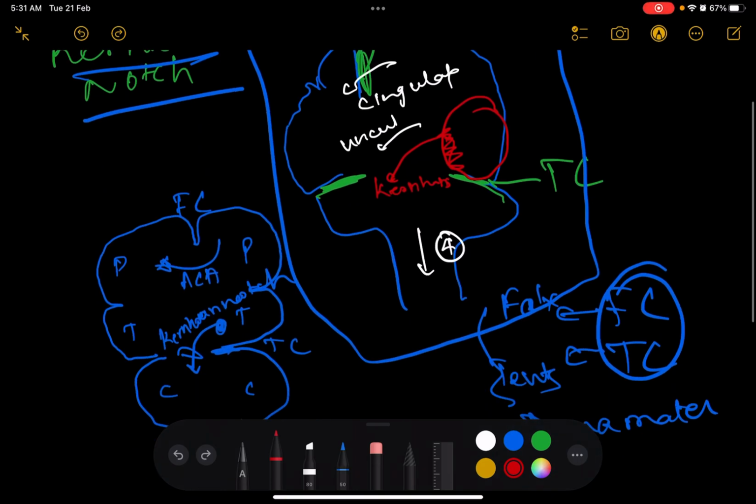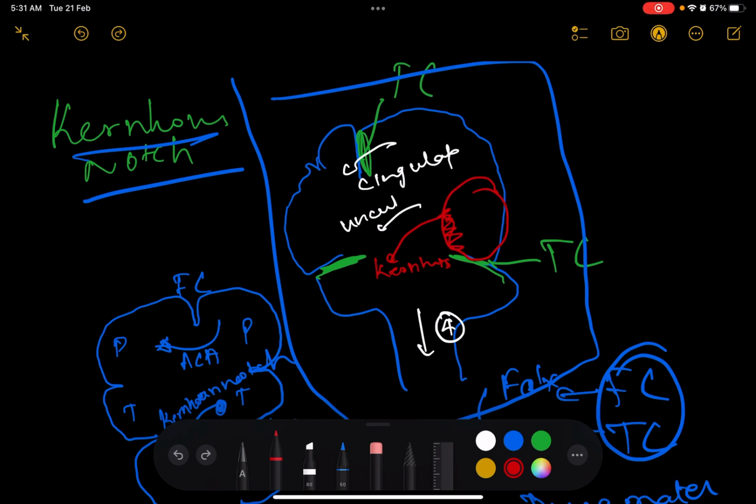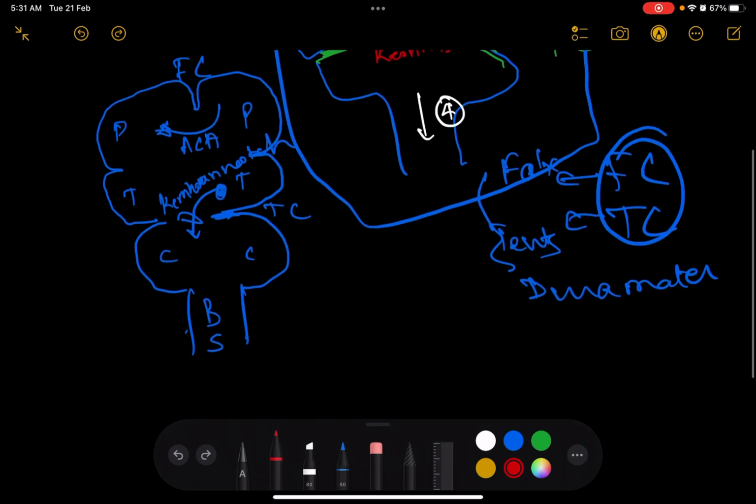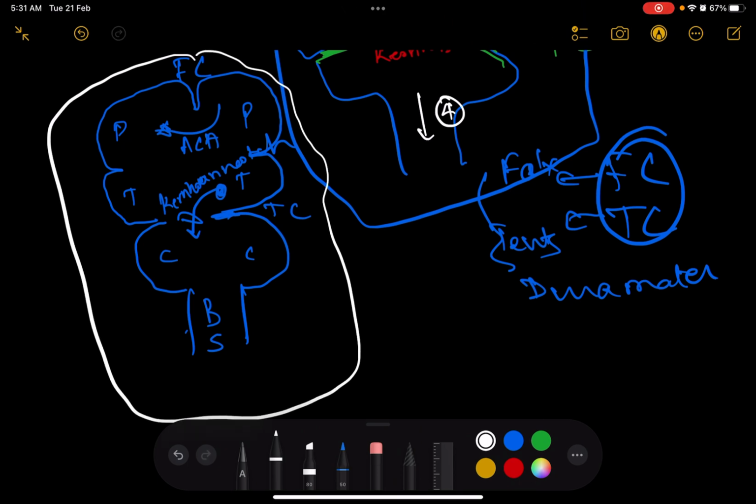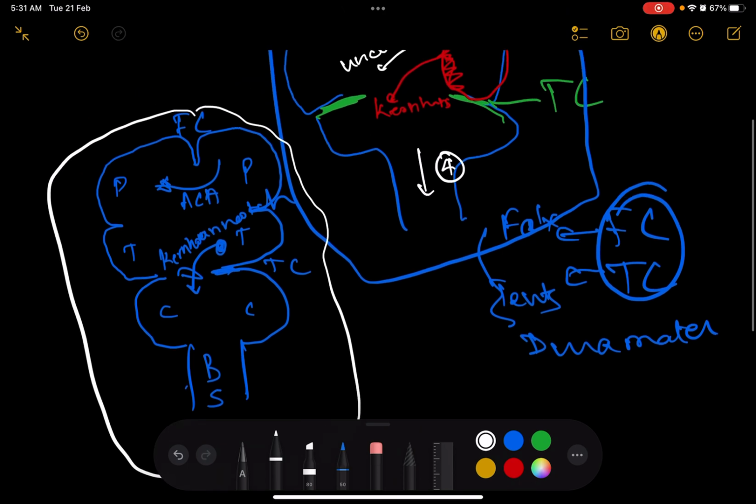Hello. So we are talking about the herniations, and first of all, I need you to look at this particular diagram out here. Okay. So this is the normal view that we have. This is the falx cerebri. It's the dura mater. Okay. And this is the tentorium cerebri.